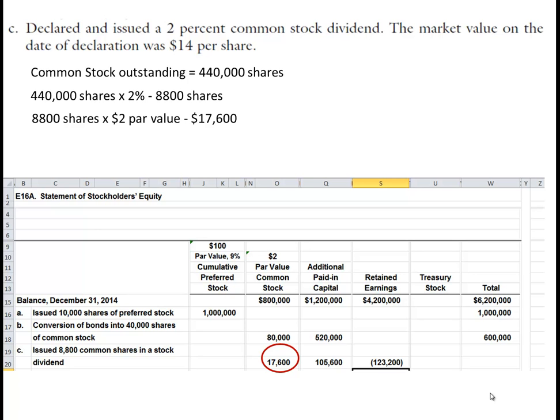But when we talk about issuing shares of stock that are stock dividends, dividends always decrease our retained earnings for the market value. So if we take the $14 times those 8,800 shares, that's going to be a decrease to our retained earnings. We're basically taking the money out of retained earnings and putting it into common stock because there's no transfer of cash at this point. And then the additional paid-in capital will be the $105,600, which is the difference between the $2 par value and the $14 market value.